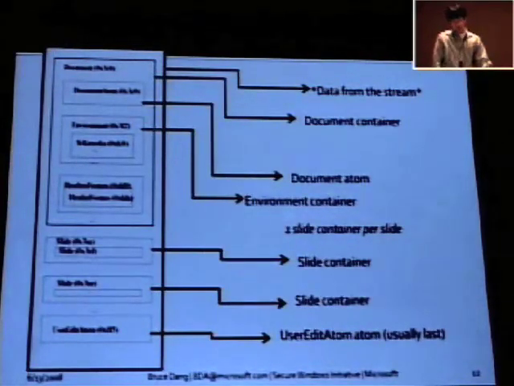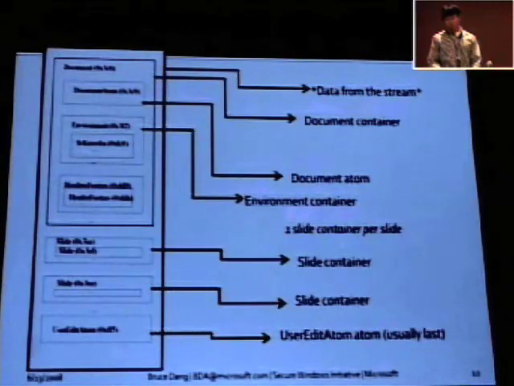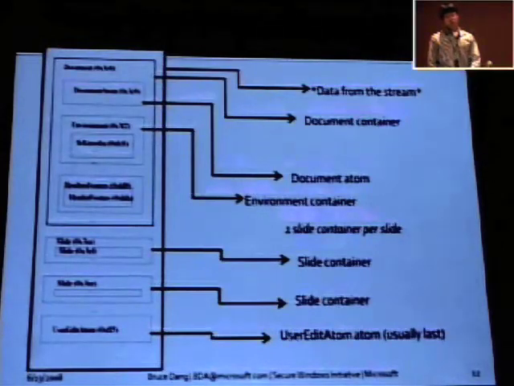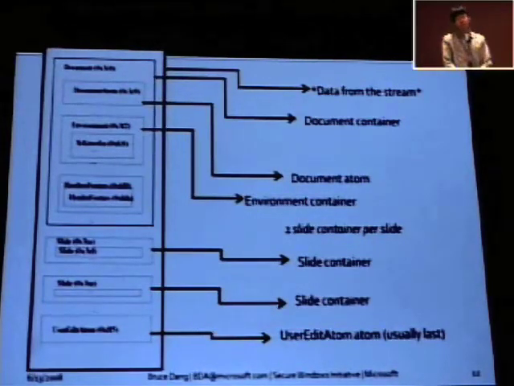If you notice at the bottom, there's a slide container. All the content for a slide, for example the bullets and the text, is stored for each slide. There's going to be a slide container, so if you had 100 slides, there'll be 100 slide containers.